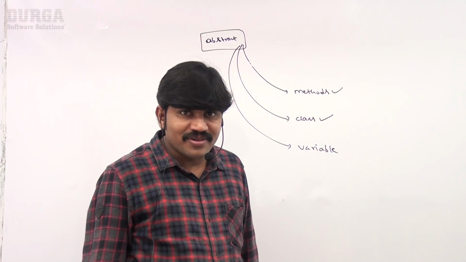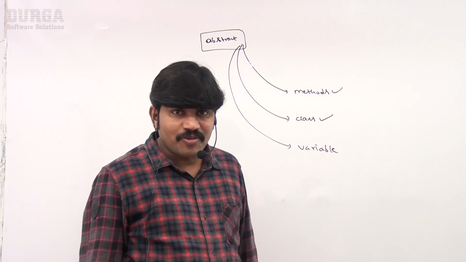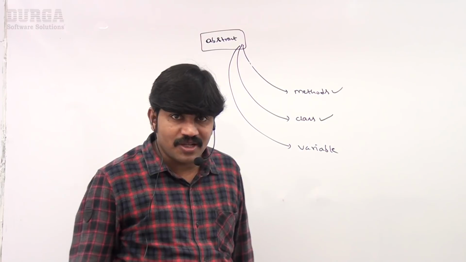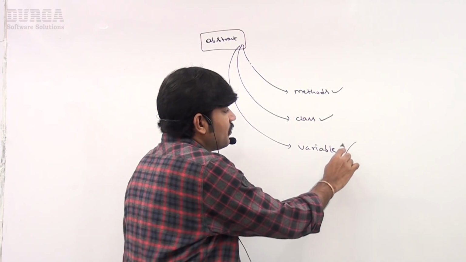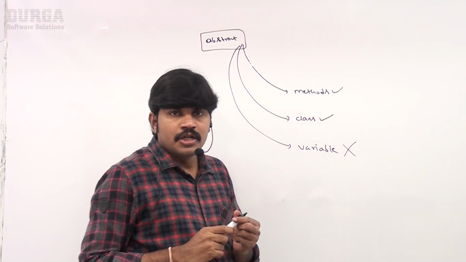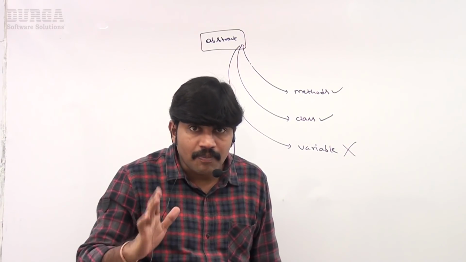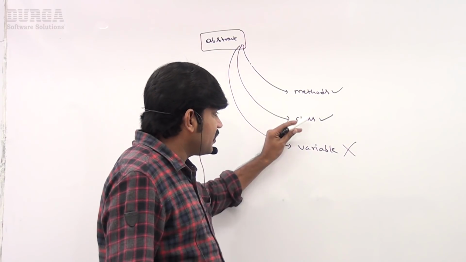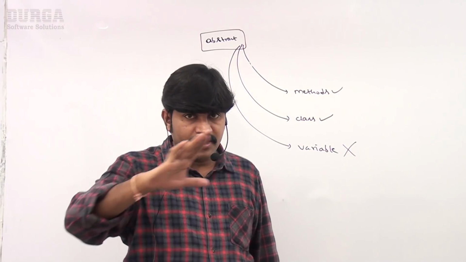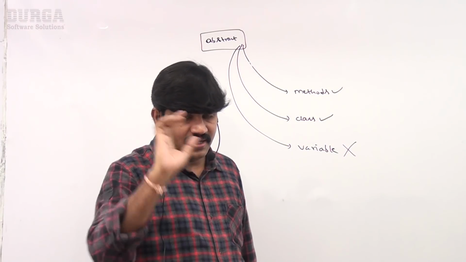Have you ever heard about this? You respond. Have you ever heard about an abstract variable? No such terminology. Remember, the abstract modifier is applicable only for methods and classes, but not for variables. The first point is very clear.